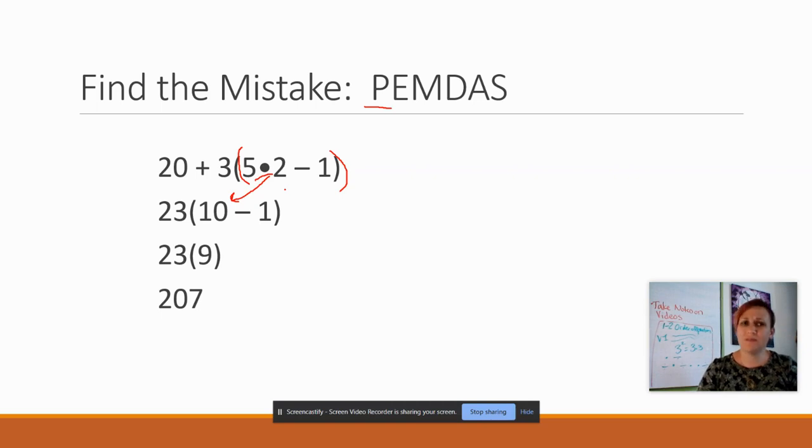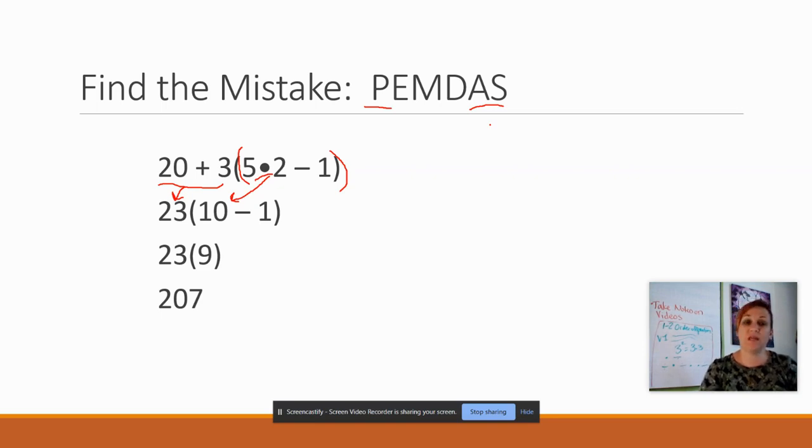Now, there's something else that the student did here on that first step. They also decided that they wanted to do 20 plus 3, and they changed it to 23. Now, that is incorrect. This is not part of the parentheses. It's outside of the parentheses. It's kind of on its own. And it's an adding problem. Adding is the very last thing we should do, and they decided that they wanted to do it first.